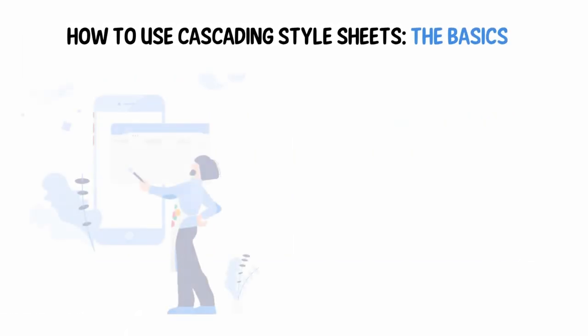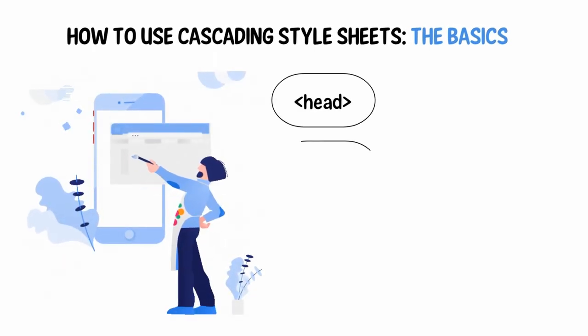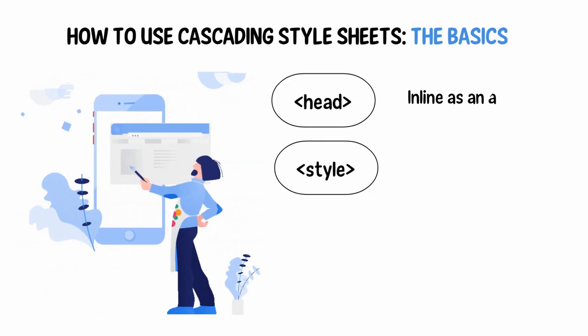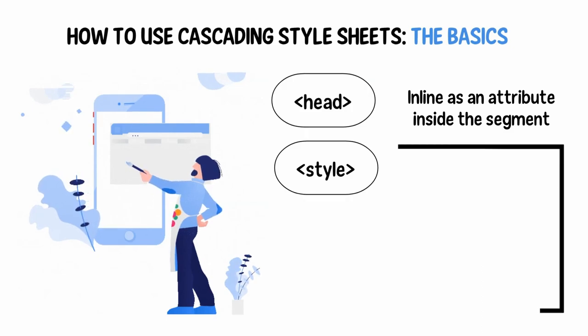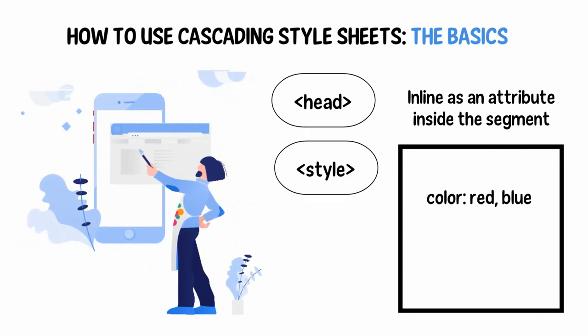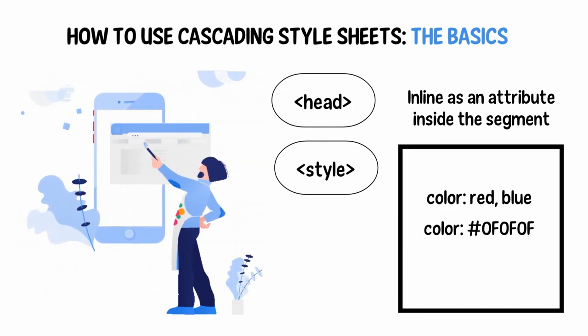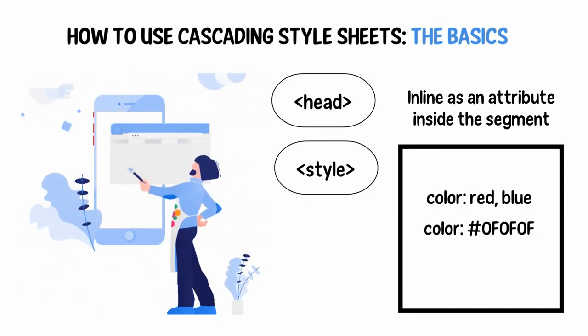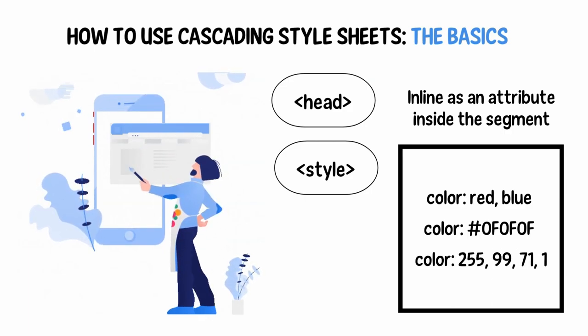How to use cascading style sheets? We define them inside the head section in the style section. However, we can also define them inline as an attribute inside the element. The definition is set for the type and option that you choose. The font color can be red, blue, or defined by standard RGB like 0F0F0F, or RGBA 255, 99, 71, 1.